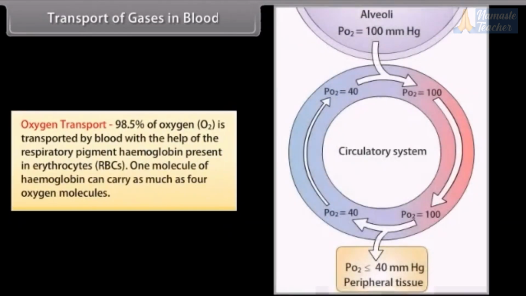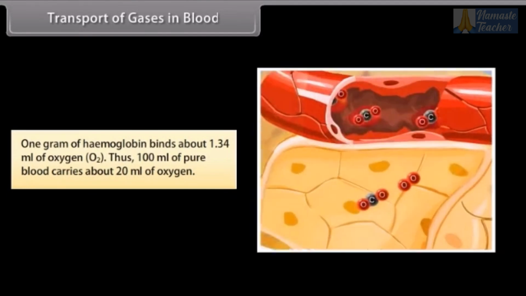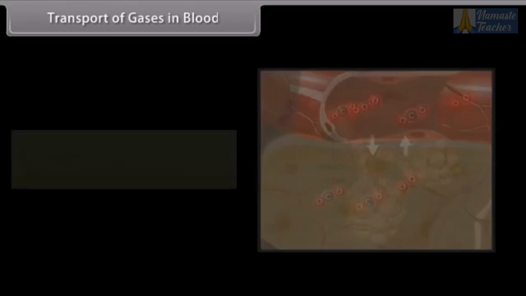Transport of gases in blood. Oxygen transport. 98.5% of oxygen is transported by blood with the help of the respiratory pigment hemoglobin present in erythrocytes, RBCs. One molecule of hemoglobin can carry as much as 4 oxygen molecules. 1 gram of hemoglobin binds about 1.34 ml of oxygen. Thus, 100 ml of pure blood carries about 20 ml of oxygen.